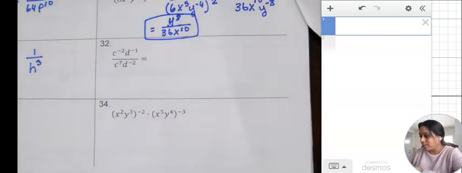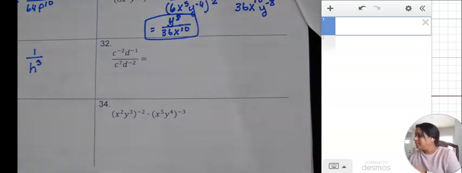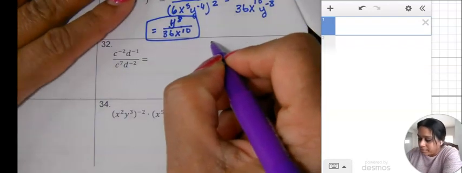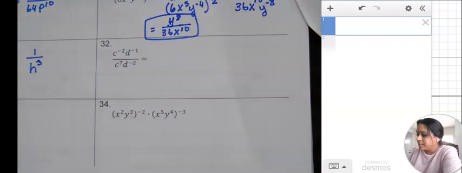All right, this problem has a bunch of negatives, so let's see what I can do here. I can just switch things around and take out all the negatives and then go from there, or I could subtract the exponents. I think I'll go ahead and do both ways here. So here's the first way.